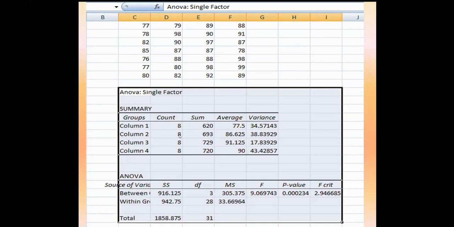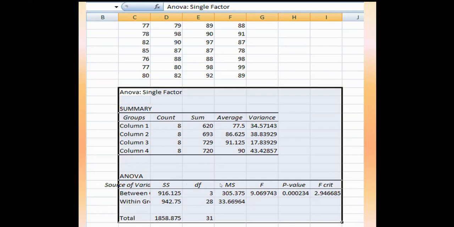And in the lower side, if you see the ANOVA table about which I just told you, we have to mainly see the F value and the F critical. F value is 9.069 and the F critical value is 2.94.